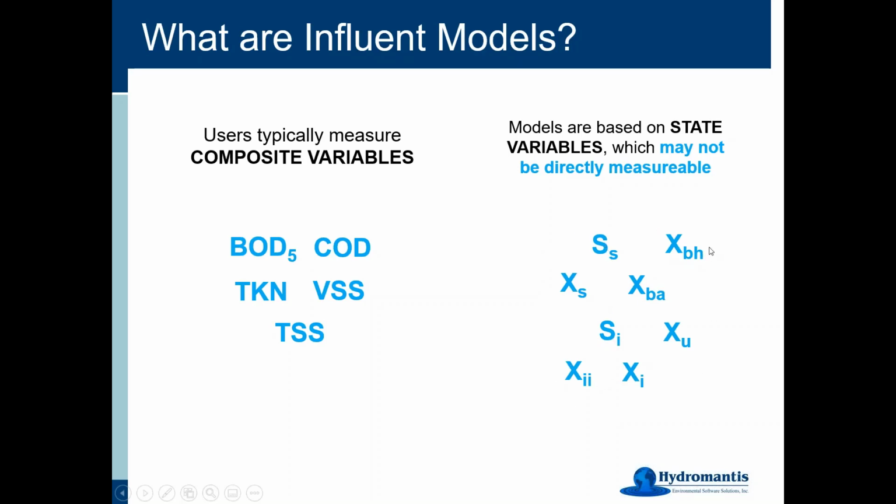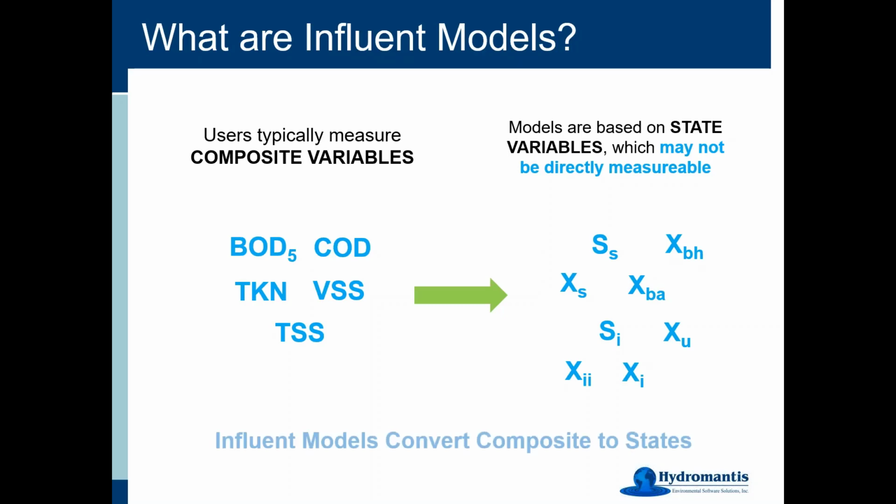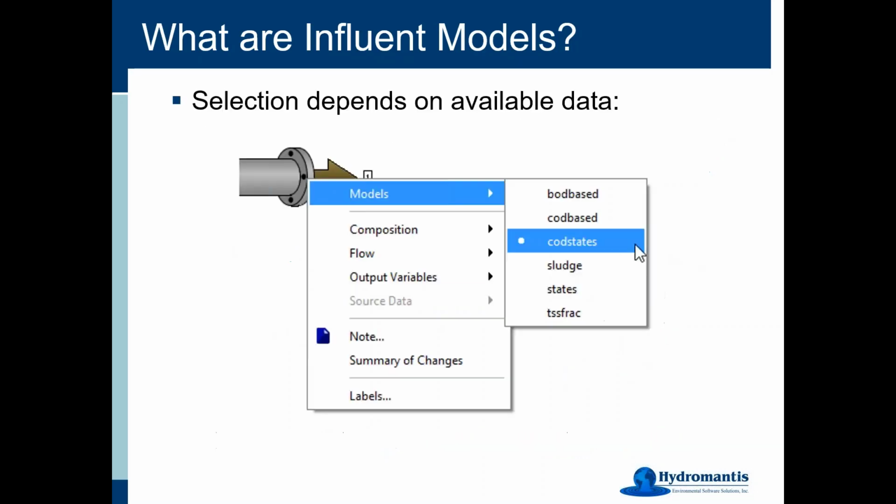These are things that you don't directly measure in your Influent. But you do have measurements for other things, sort of combining a lot of those things together. So what we need is to get from the information you do have to the information that the model needs. And essentially, that's what an Influent model does: it converts those measurements into the things that the model needs to be able to move forward.